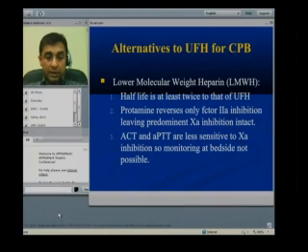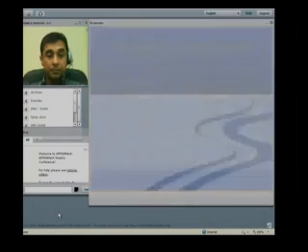The most important point is we do not have a reliable, readily available bedside test to measure low molecular weight heparin anticoagulant activity, because the ACT and activated partial thromboplastin time are less sensitive to factor 10A inhibition. We can send a factor 10A level to the laboratory, but it takes a lot of time for the result to come back. So low molecular weight heparin, we cannot use as a replacement for heparin for bypass.